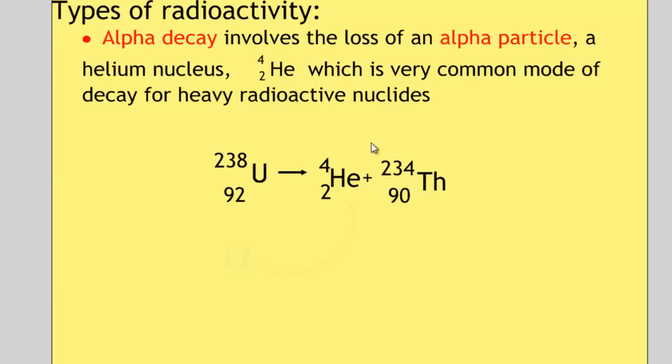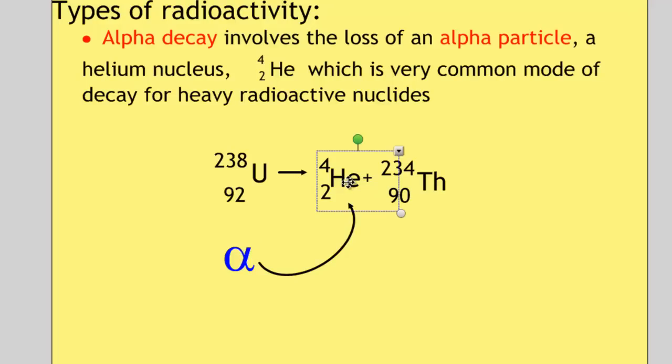The first one is called alpha decay, and that is what Rutherford used. The particles that he was using were emitting what we call alpha particles. An alpha particle is a helium nucleus. It is this 4/2 helium. And it's really common if you've got really big atoms. The symbol for alpha is right here. It's the Greek letter alpha, basically a lowercase a in the Greek alphabet.